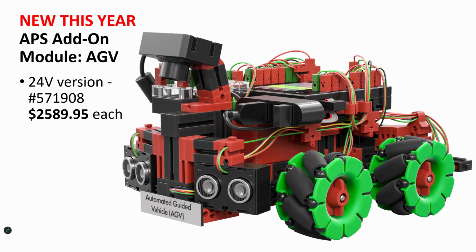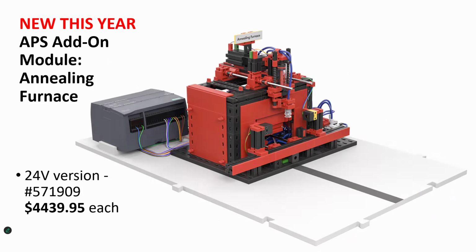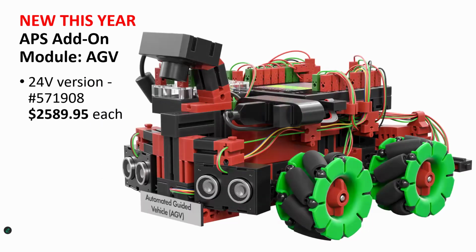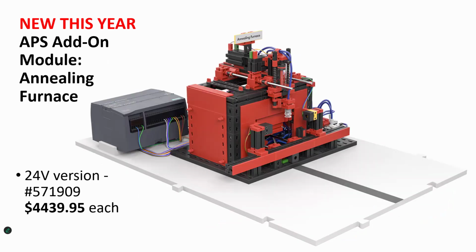There is also an add-on module, an annealing furnace, that can be added. So this can be another station for the APS. It does, of course, include its own Siemens S7 1200 PLC already pre-wired in there, as you see right in the photo. The cost for this module is $4,439.95. And I do want to mention that whether we're talking about this module or the original AGV, these are only intended for use with the APS, the Agile Production Simulation. These would not be standalone models. So you're only purchasing this if you already have the APS model.